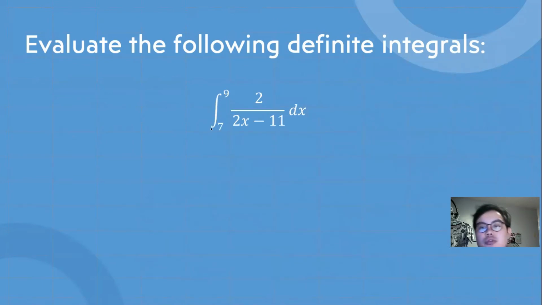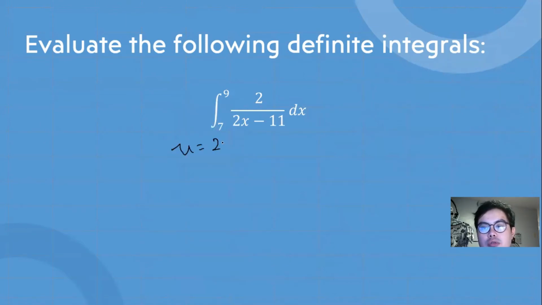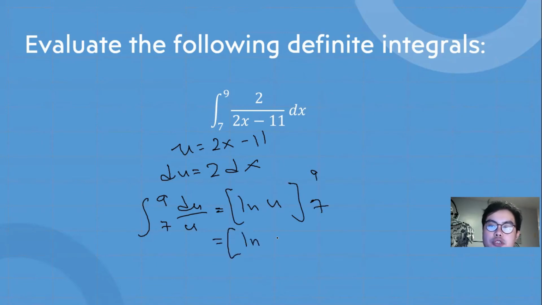Okay, so here we're going to do the same thing again. So it will become u equals 2x minus 11. Then we're going to differentiate. It will become 2, then dx. So we're going to substitute po. It will become du over u. So now, using the antiderivative process, so it will become ln u, then 9 over 7. So what are we going to do here is, we're going to substitute the u's. It will become 2x minus 11.